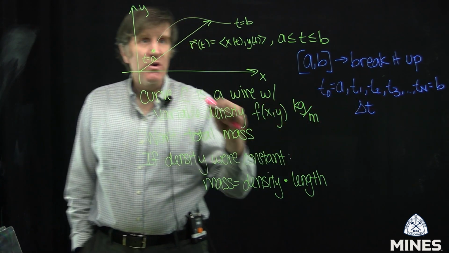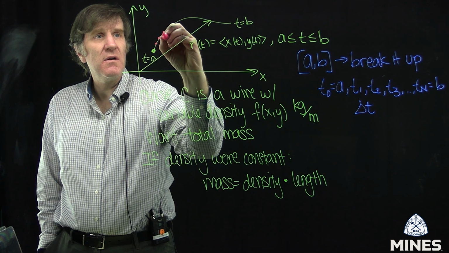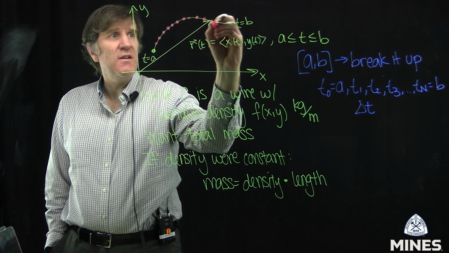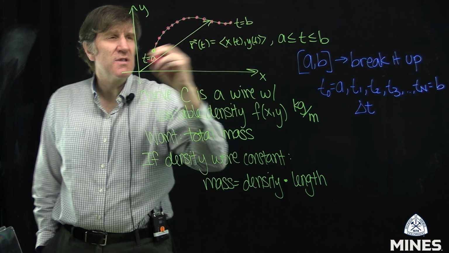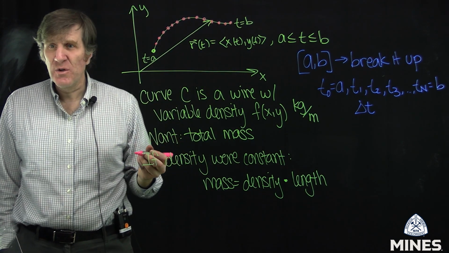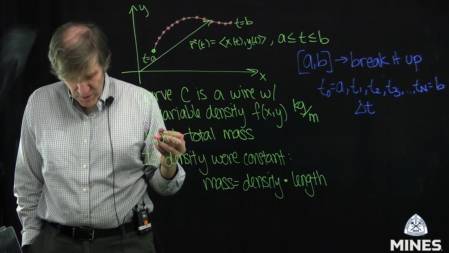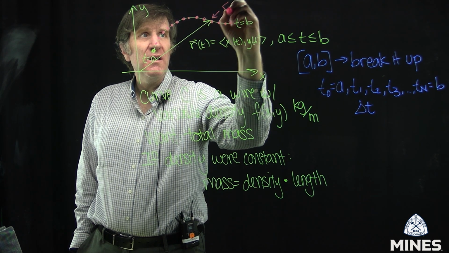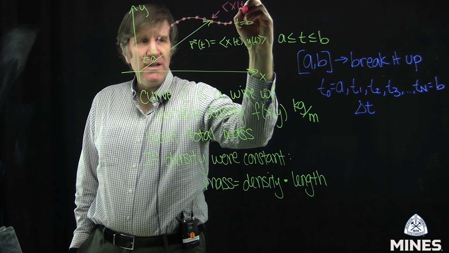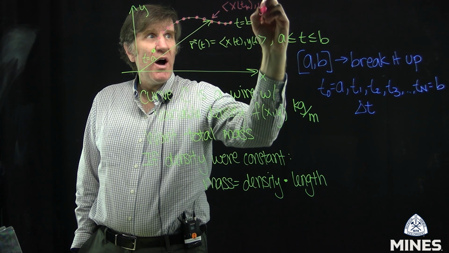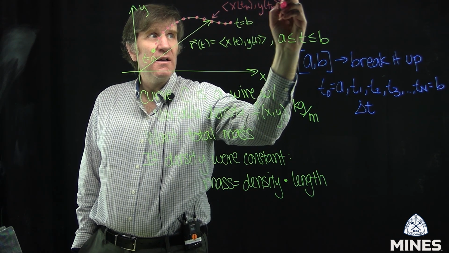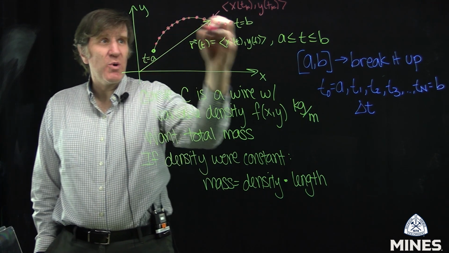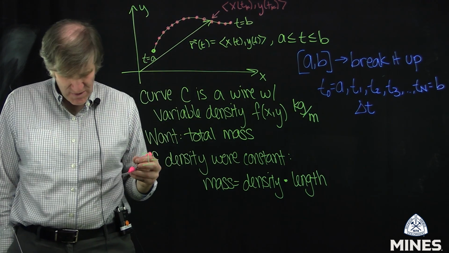Those t's will correspond to different points on this curve. These won't necessarily be evenly spaced, but the delta t values that lead us from one to the other will be evenly spaced. If I look at one of these points, say this one, this is going to be x of t sub k, comma y of t sub k. So we have now a partition where we've broken the curve up into these different pieces.